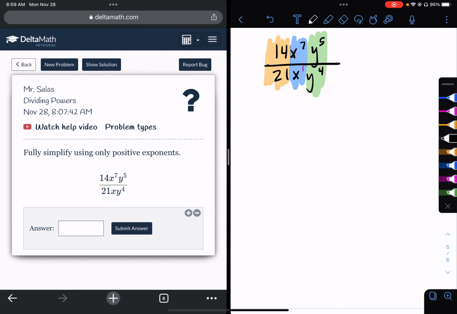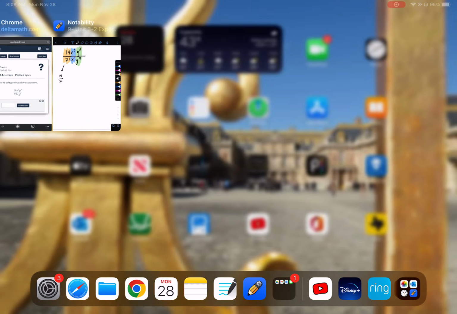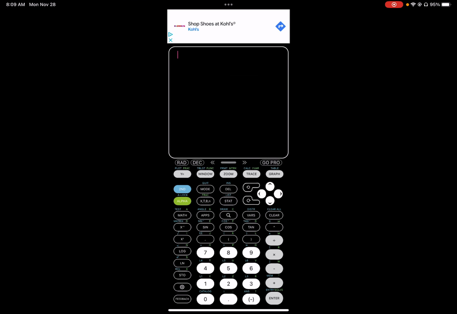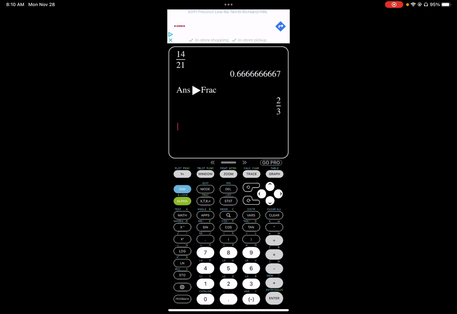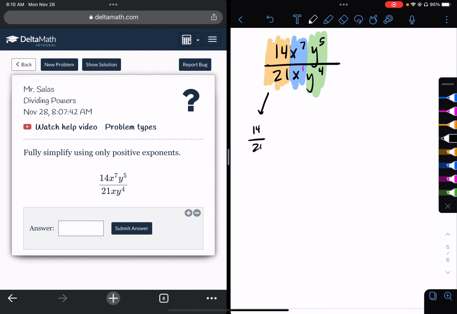So this right here, what is 14 divided by 21? If you plug this in the calculator, I'll plug it in so I can show you real quick. Let me put my calculator up. Here we go. If I do alpha y equals, 14 divided by 21, I do it this way because I want it to stay a fraction, because I know it's going to be a fraction. Then I do math, fraction, and it's actually 2 over 3. So 14 divided by 21 is 2/3. So this right here is going to give me 2 divided by 3.